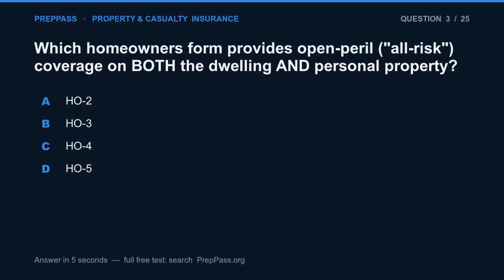Question 3. Which homeowners form provides open peril, all risk, coverage on both the dwelling and personal property? A. HO2. B. HO3. C. HO4. D. HO5.